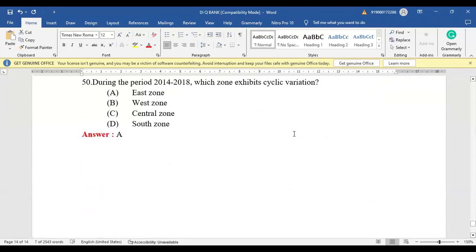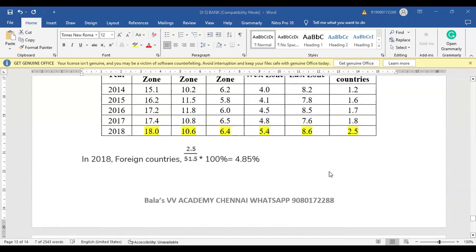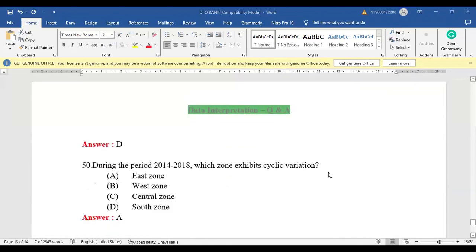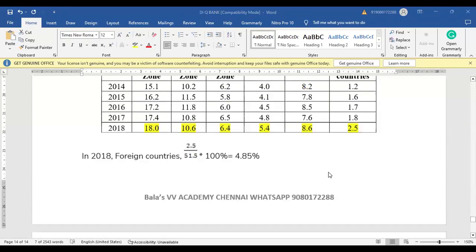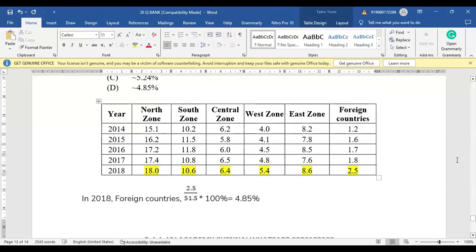The last model. During the period 2014 to 18, which zone exhibits cyclic variation? What does cyclic variation mean? Ups and downs are witnessed repeatedly. Look at the table. Again, only 4 zones: east, west, central, and south. North we can leave, foreign countries we can leave. From 2014 to 18, just have a look and see which has a high level of ups and downs. Cycle means what? A wheel going up, coming down, going up, coming down. That logic.